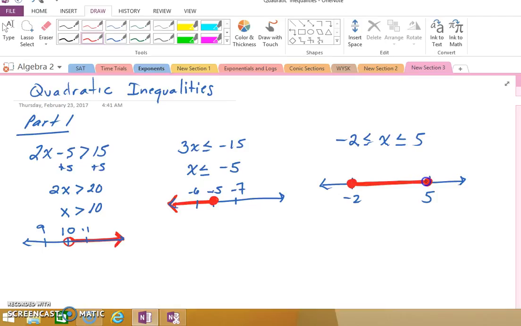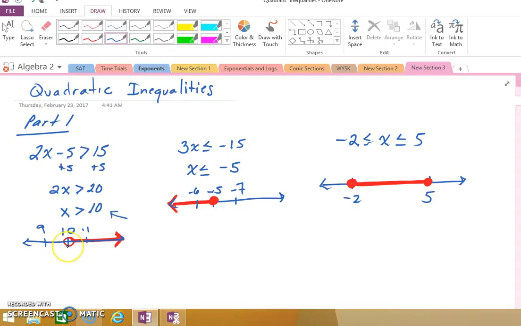Now this is all what we're used to seeing, but we do want to do a little bit of a different notation now to show you how to write your answers in a slightly different way. So we're going to go to something that's called set notation. So what we want to do is go back to this first problem. We know the answer here is x is greater than 10.